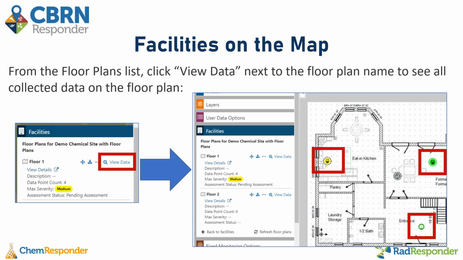From the floor plans list, it's going to show me all of the floor plans associated with my facility. So right here on the left-hand screenshot, you can see floor 1. If I had multiple floor plans, there would be a list. So maybe it'd be floor 1, floor 2, floor 3. And whichever floor plan I want to see the data for, I'm going to click view data. And I'm now going to be brought to the floor plan map instead of the general event map. So I can see here, this is my floor plan and all of my data, which is outlined in red.